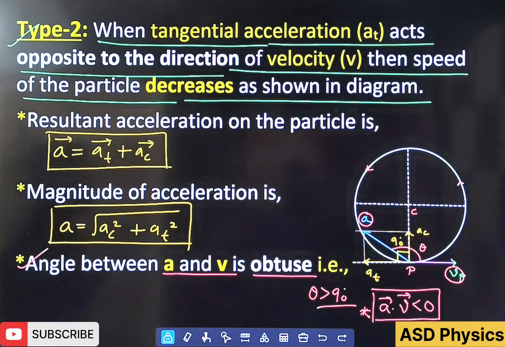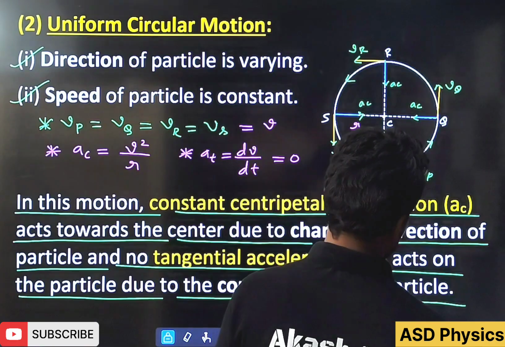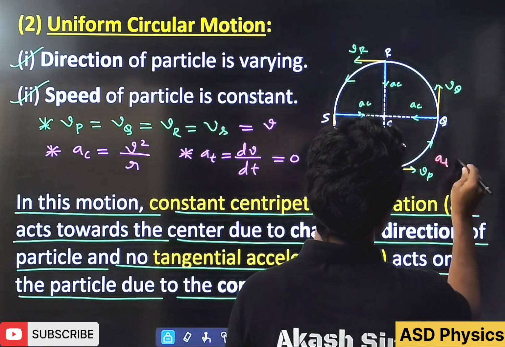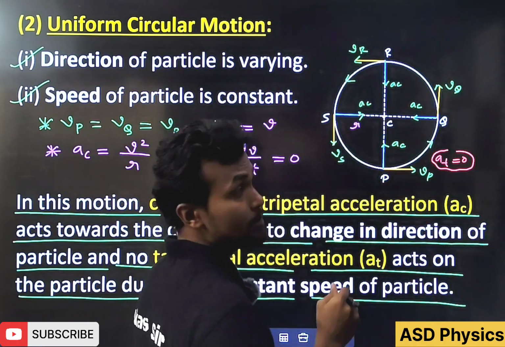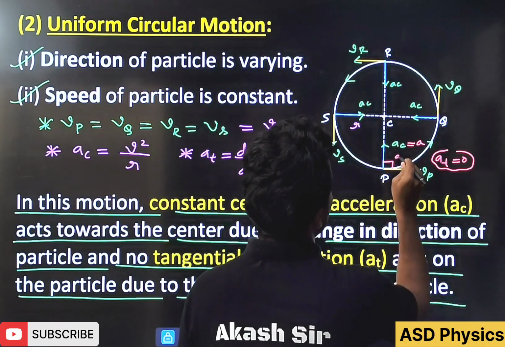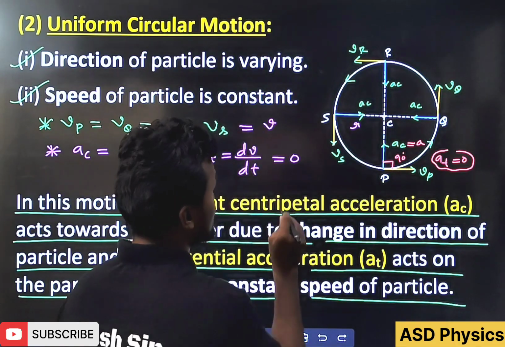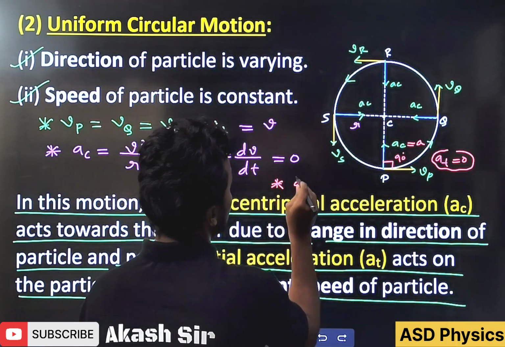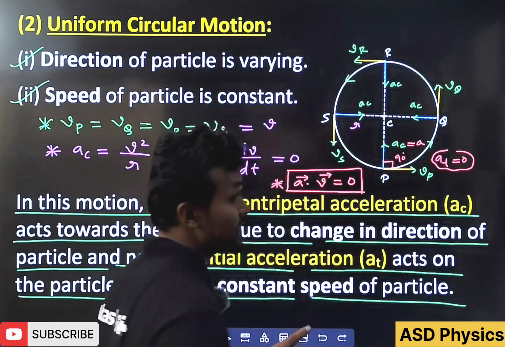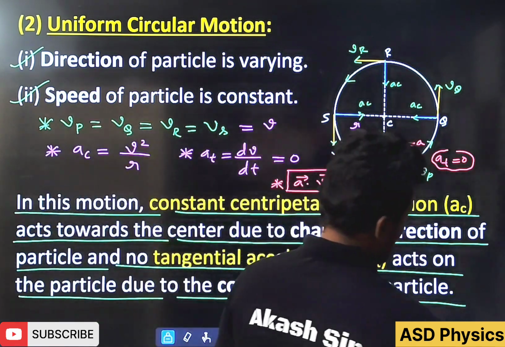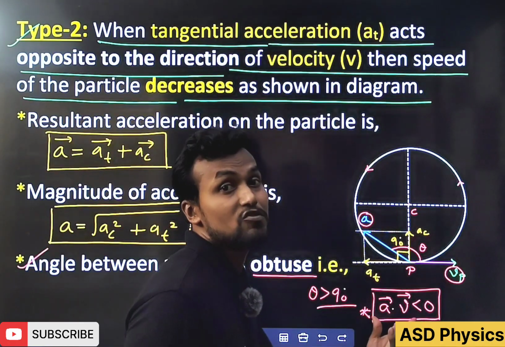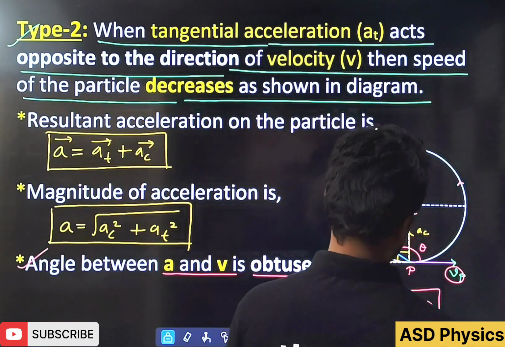Can you guess and tell me what the dot product of acceleration and velocity is in a uniform circular motion? Here you can see there is no tangential acceleration; tangential acceleration is 0. So AC will be the direction of the resultant acceleration also. Acceleration and velocity will make an angle of 90 degrees. So for uniform circular motion, the dot product of acceleration and velocity will be 0. This is the uniform circular motion. This is the non-uniform circular motion when speed is increasing. This is the non-uniform circular motion when speed is decreasing. Kindly remember all these things.